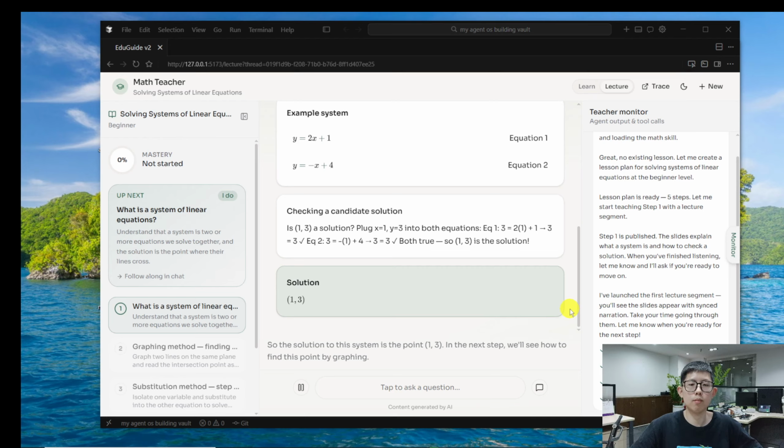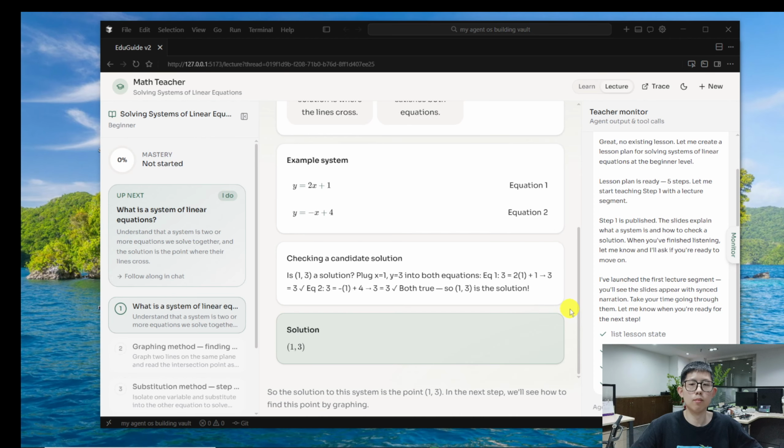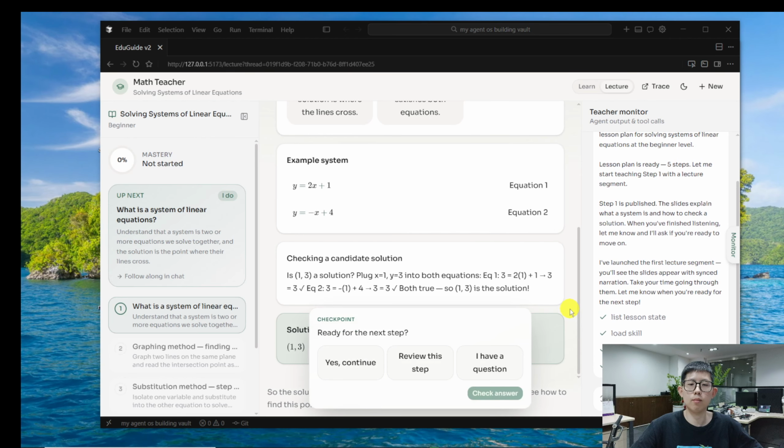So the solution to this system is the point (1, 3). In the next step, we'll see how to find this point by graphing. Yes, continue.